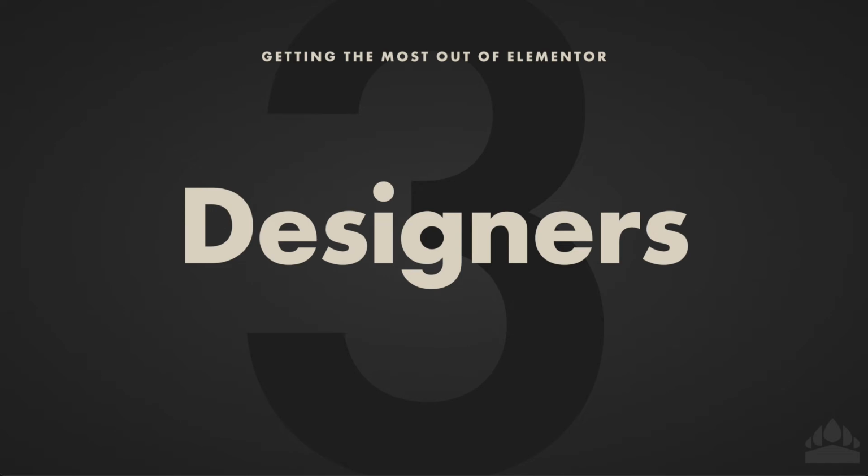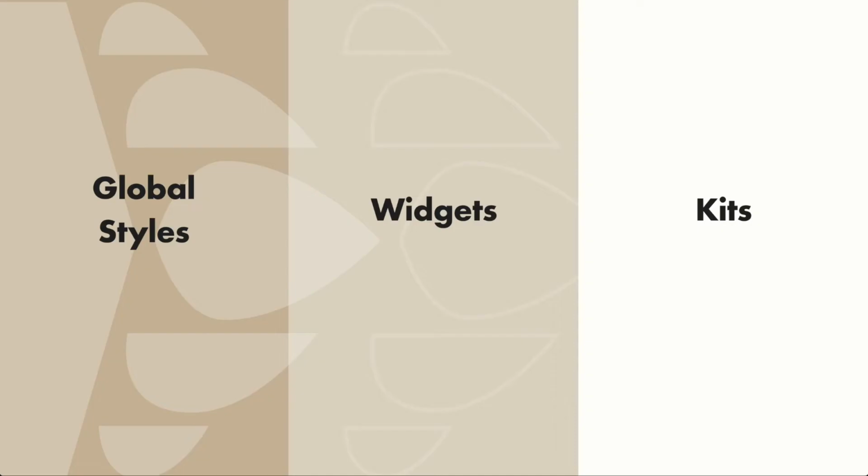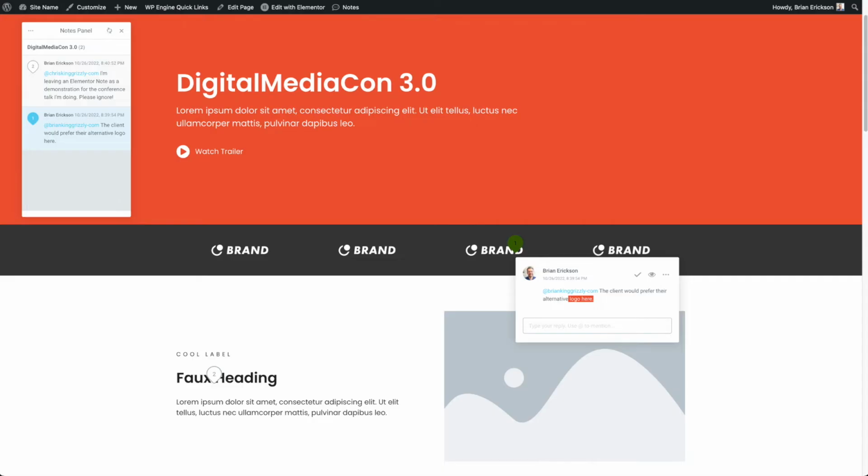So now let's talk about designers. And again, this can overlap to content creators and developers as well. So what do we have for designers? There's 3 elements I want to talk about. One is global styles. The second is widgets, and the third is something called kits. So let's get back into this.